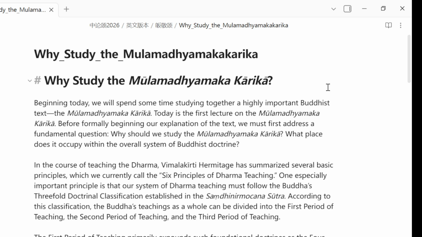Before formally beginning our explanation of the text, we must first address a fundamental question. Why should we study the Mulamadhyamakakarika? What place does it occupy within the overall system of Buddhist doctrine?